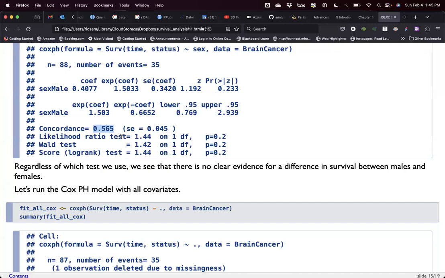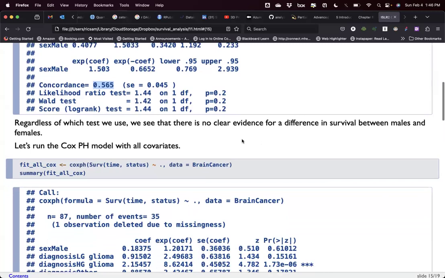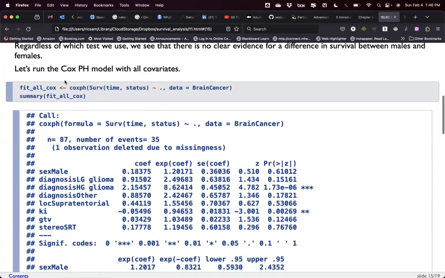And the likelihood ratio test, Wald test and score log-rank tests have a p-value of 0.2. In other words, that means that there is no significance between the different factors of sex. So there's no significant difference between a female and a male in this case. Okay, so far so good here? Okay, so because of this p-value, we see that there is no clear difference in survival between males and females.